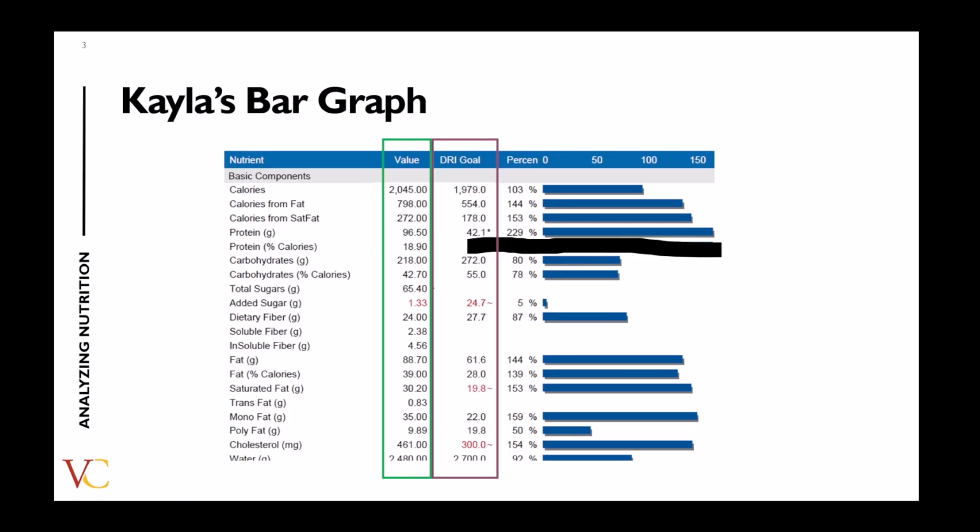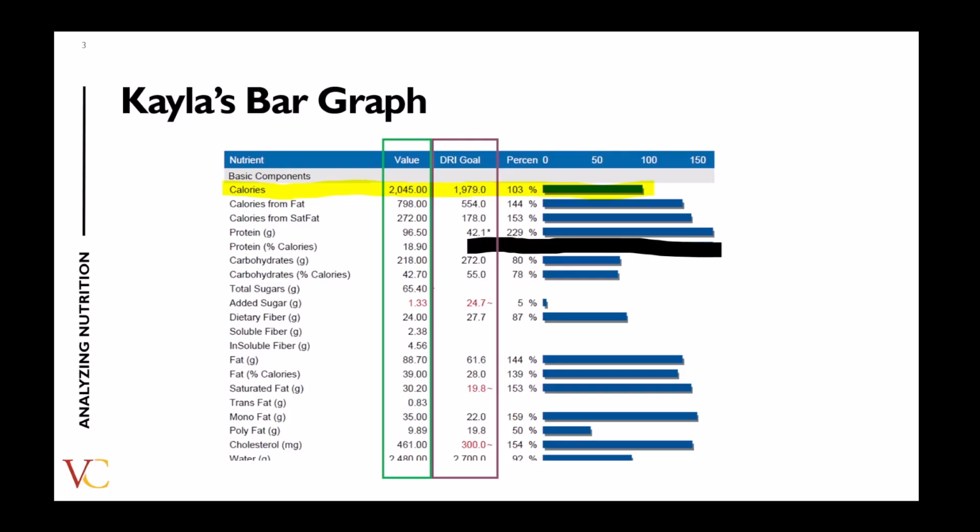This section of the bar graph report focuses on the macronutrients and how they relate to the calorie goals. Let's begin by assessing calories. Kayla consumed 2,045 calories, which is 103% of the DRI goal. That is a good number, close to 100%.